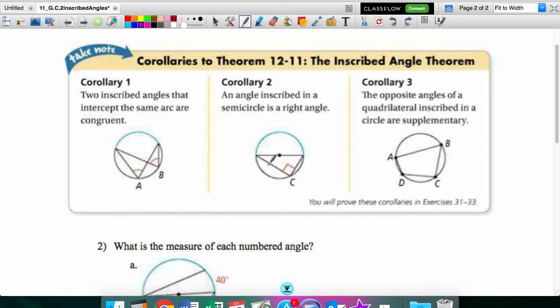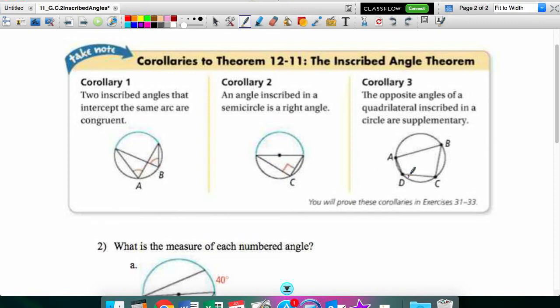Corollary 2 says that if we have an angle fit to a semicircle, it's going to be a right angle, or 90 degrees. And this should also make sense because a semicircle creates a 180 degree arc. And the inscribed angle is always half of the arc. So half of 180 is 90 degrees.